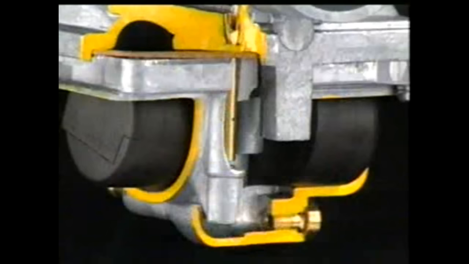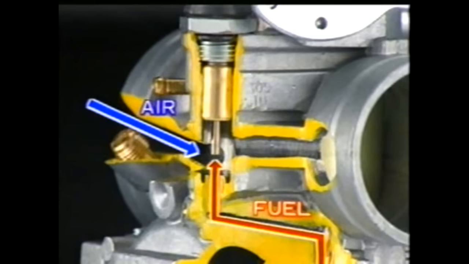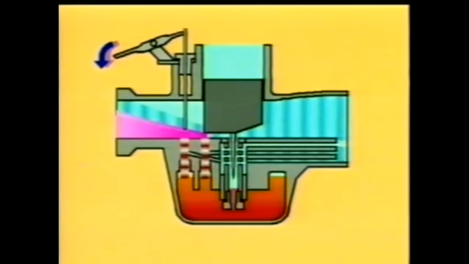The starter system also has air and fuel passages, and the starter valve is positioned at the point where these passages intersect. When the starter valve is opened and the engine started up, the negative pressure created by the engine draws fuel through the starter jet and into the carburetor. This fuel combines with that in the pilot system to supply a richer mixture to the engine.